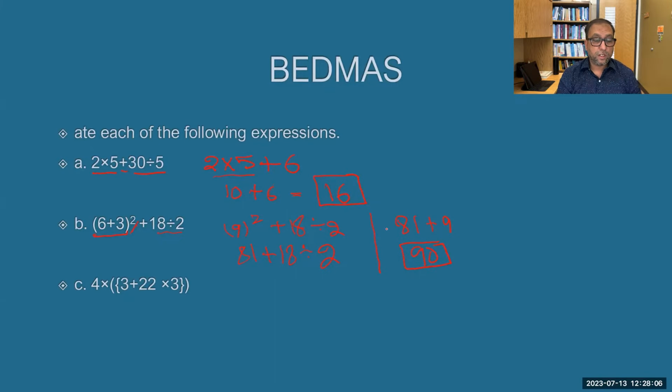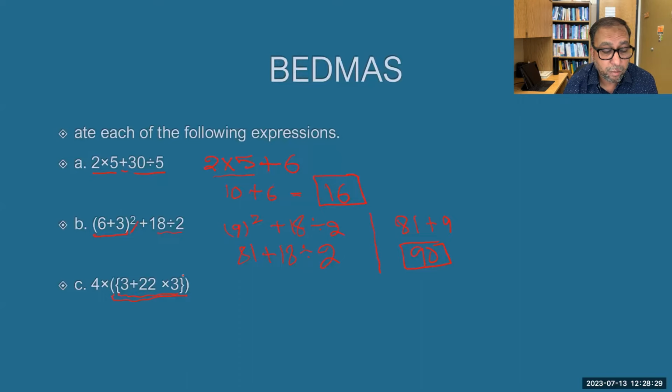So you see that each step we followed. Now, in the third example, we have two brackets. The first one is this, and then there is a round bracket around the curly brackets. So how can we do this? We have to first solve the brackets. Now within the bracket, we have to also follow the BEDMAS.